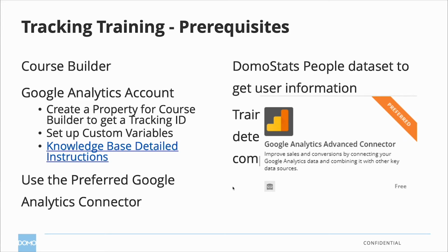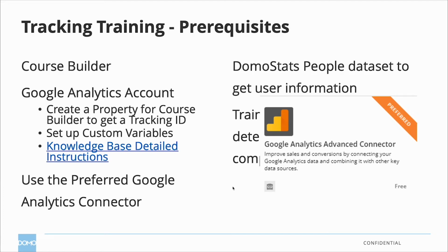I think there's three that you have to set up in an app, an instance, and I think a user ID. And then once you have all of those, you're going to use the Google Analytics preferred connector. It looks like the image got a little messed up there. And then you're also going to need the Domo Stats people data set.